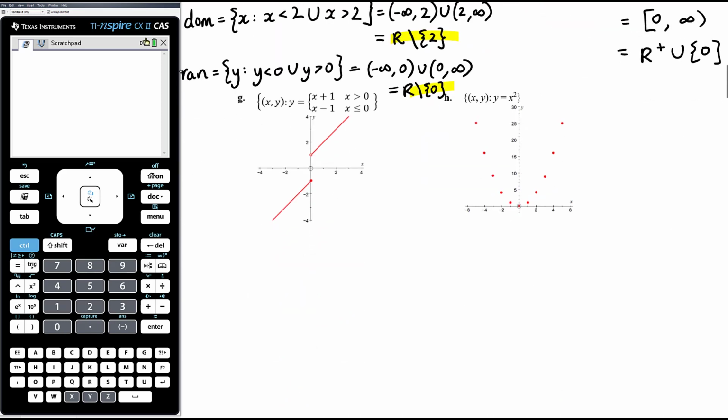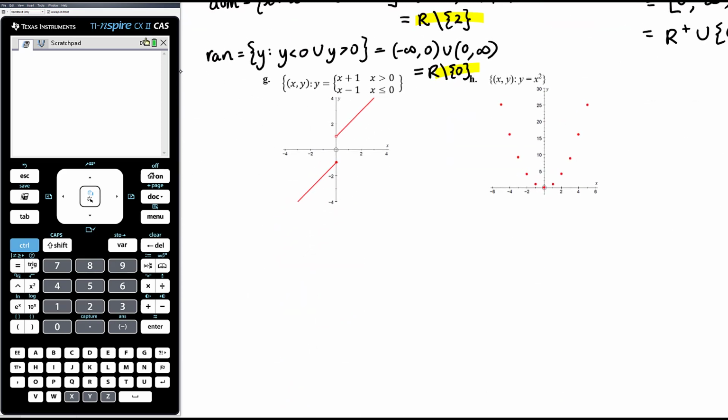Okay, two more examples. Part G, we have a piecewise function. We'll talk more about these in a subsequent video. But it is essentially a function that is defined by two different rules over different parts of the domain. The fact that we've got the graph helps us here.